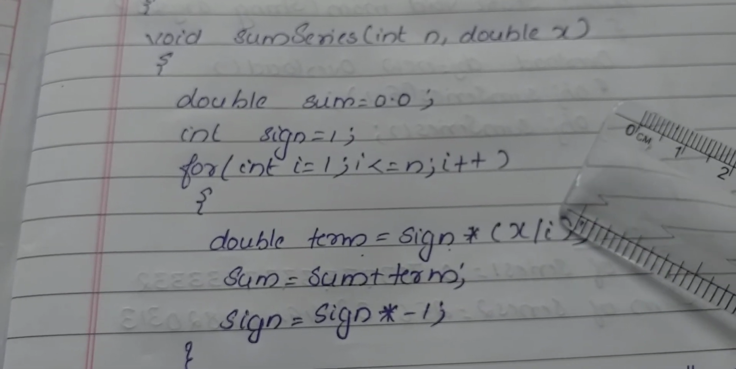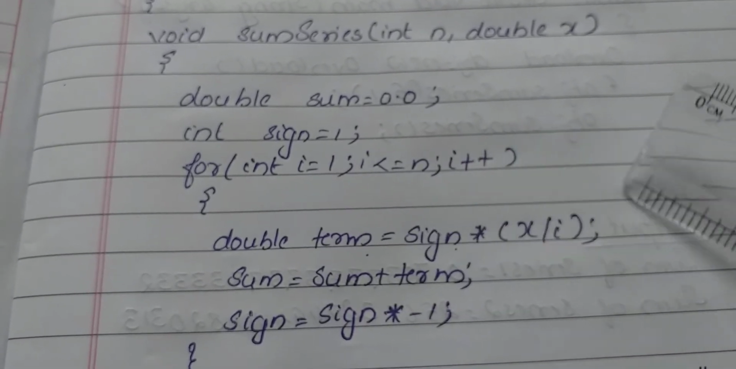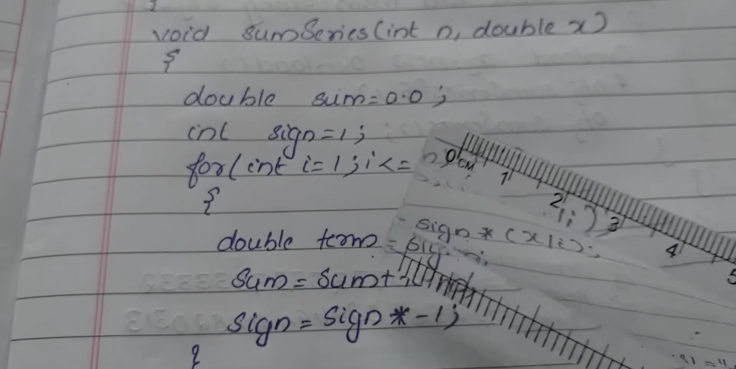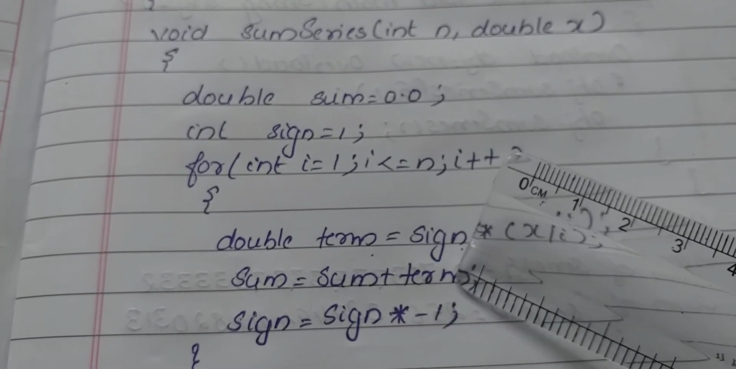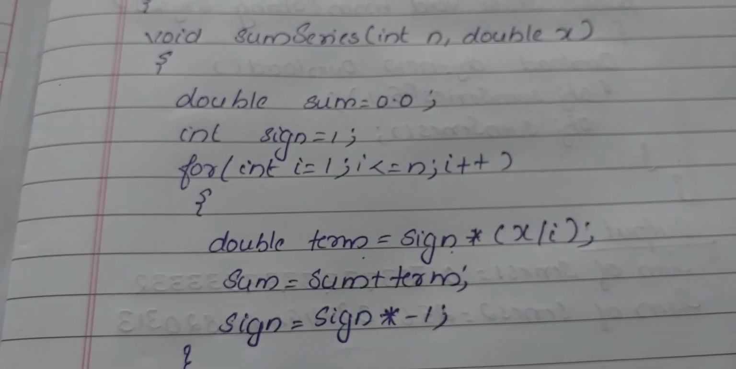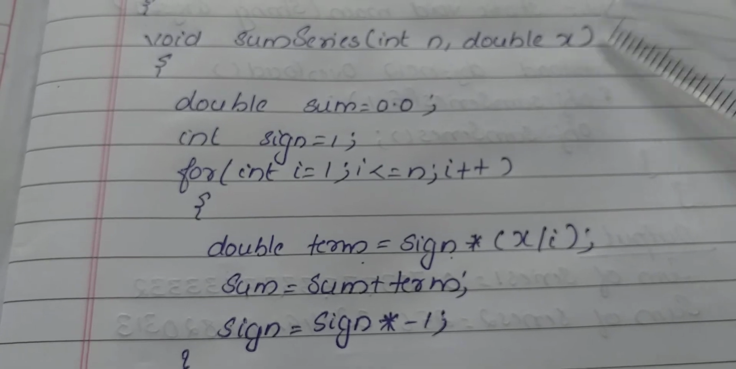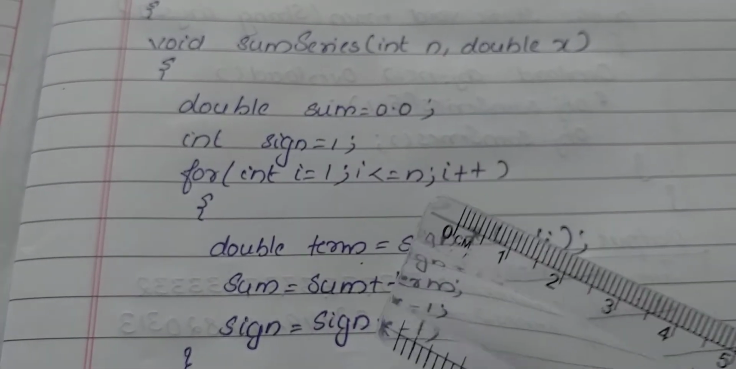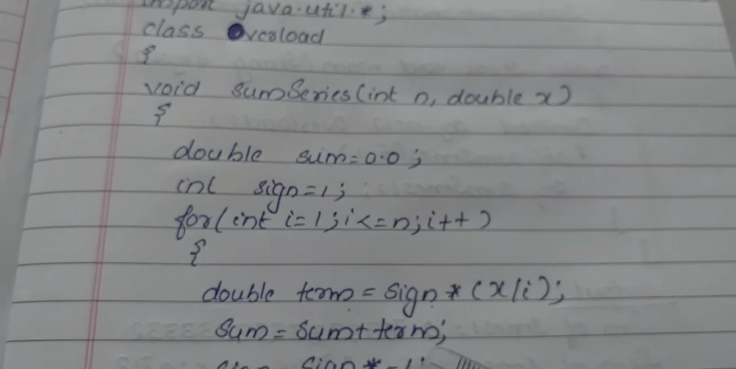What is our next purpose? We have found the value for term. Then we want to add the term to the initial value of sum. That is sum plus term, to be stored in sum. So our purpose is finished. What is the next thing? Before going to the second loop, we want to change the sign. Why are we changing the sign?